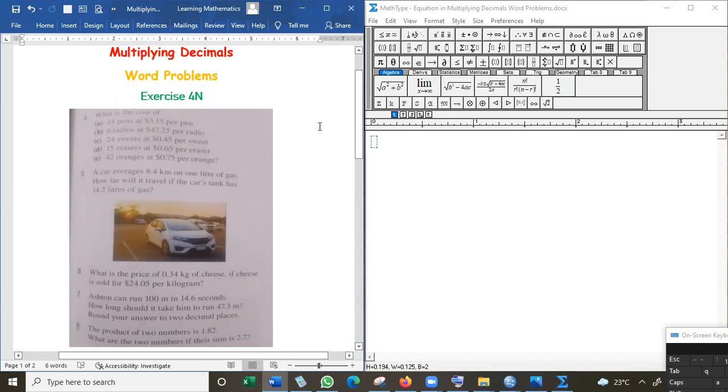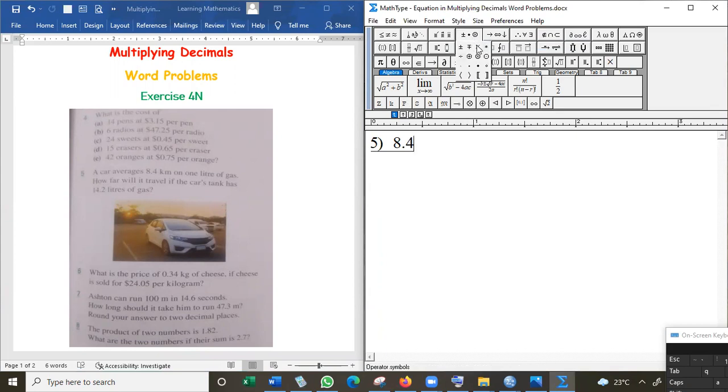So please get your pens, your pencil, your exercise book, and write down multiplying decimals, word problems, exercise 4N. All right. And we are going to do number 5. So write down number 5. To get the answer for number 5, we have to multiply 8.4 to 14.2, or 14.2 to 8.4, to get how many kilometers.